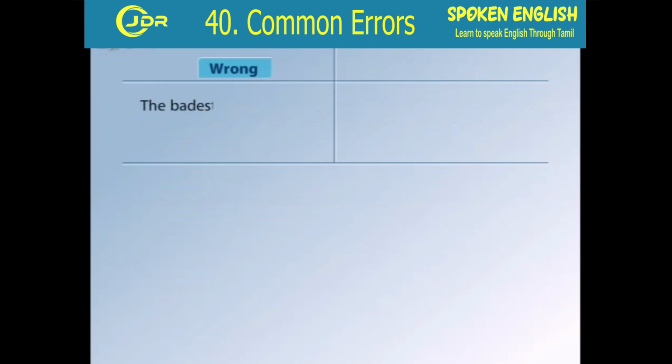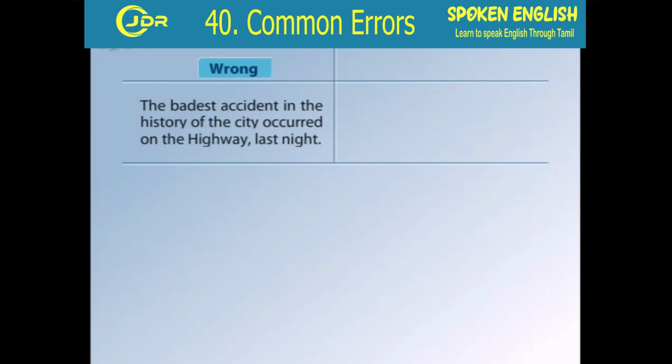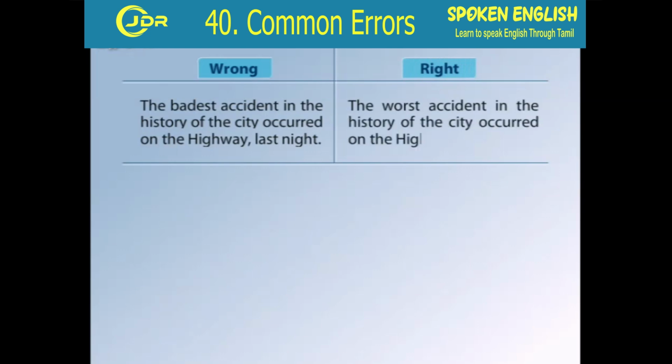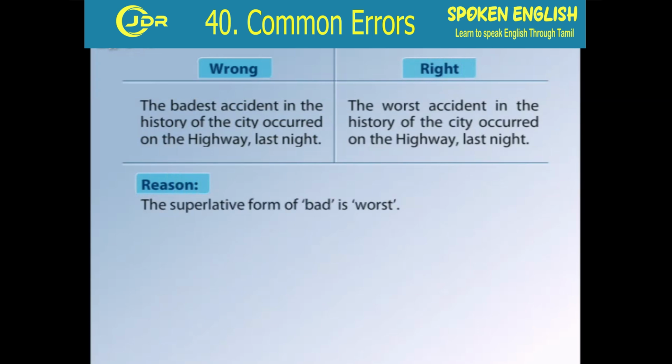Wrong. The baddest accident in the history of the city occurred on the highway last night. Right. The worst accident in the history of the city occurred on the highway last night. Reason: the superlative form of bad is worst.